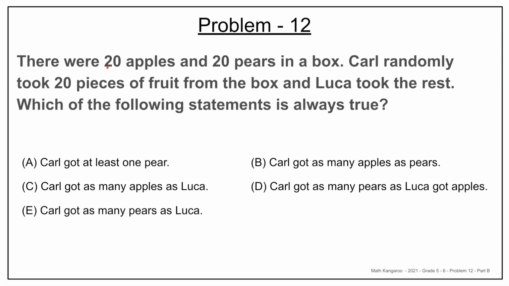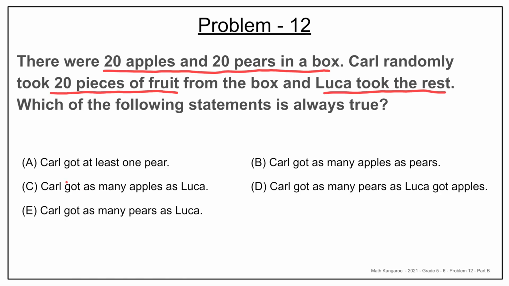Problem 12. There are 20 apples and 20 pears in a box. Carl randomly took 20 pieces of fruit from the box and Luca took the rest. Which of the following statements is always true? And these are our options.